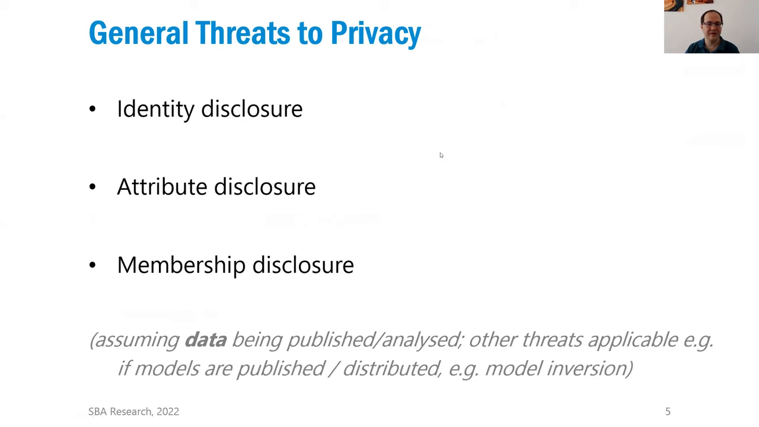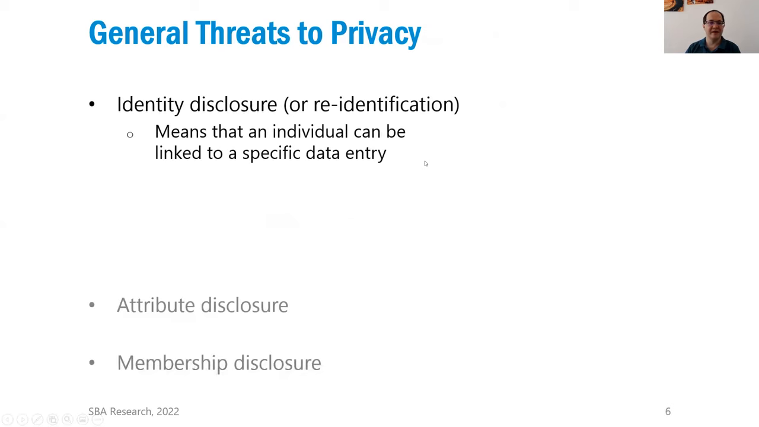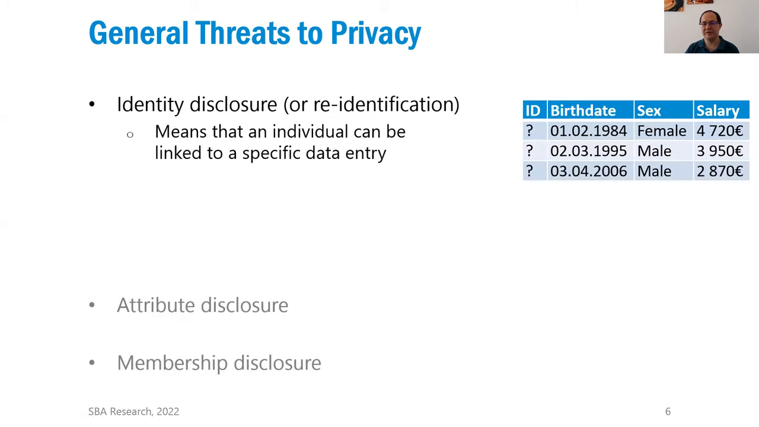And I briefly want to describe each of them. Basically, identity disclosure, or sometimes also called re-identification, means that in a database, I can actually figure out which individual belongs to a certain data entry. So if I have, for example, this small data set, I don't really have an identifier in the data set, so I don't know a person's name, I just have some other attributes. If I'm able to do an identity disclosure, I can say, for example, second record here, this would be Tomas. That would be a form of identity disclosure. That's of course a very powerful or very damaging disclosure.